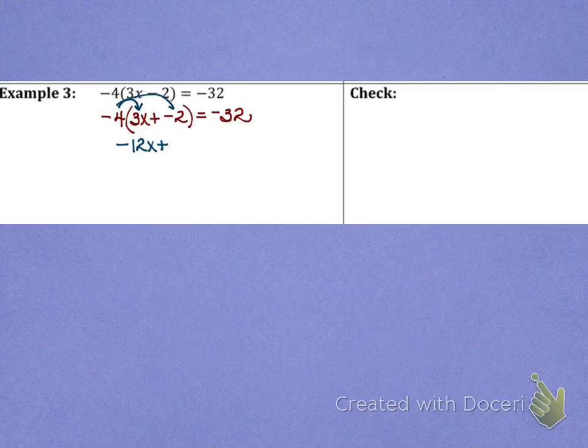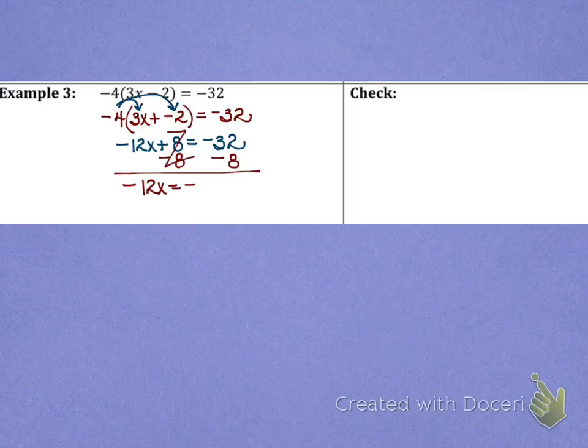And negative 4 times negative 2 gives me positive 8. And now I'm down to a two-stepper. So you should feel confident that you need to get rid of the 8 first by subtracting it from both sides. These zero out, and I have negative 12x equal to negative 40. And then I'm going to divide both sides by the coefficient, which is negative 12.